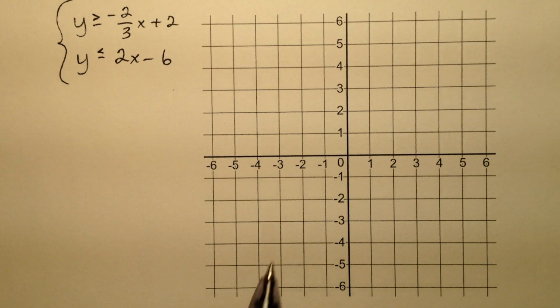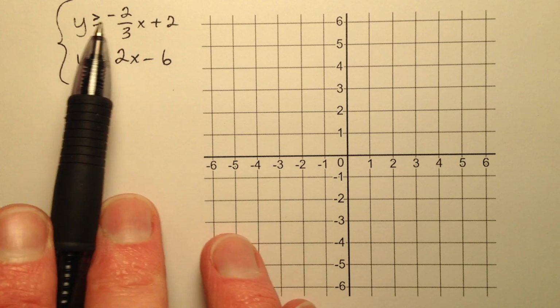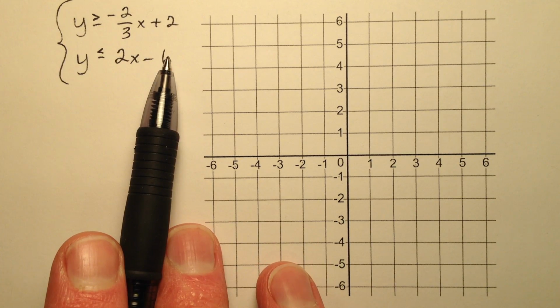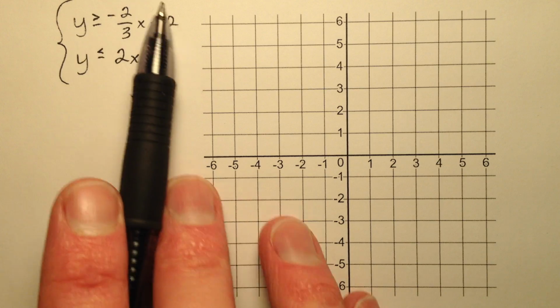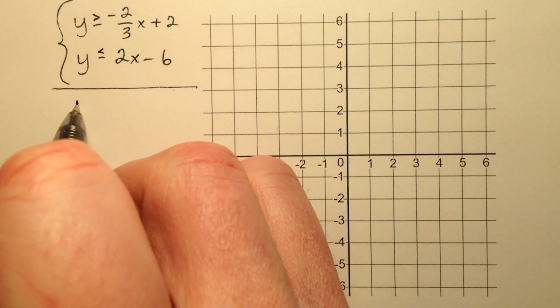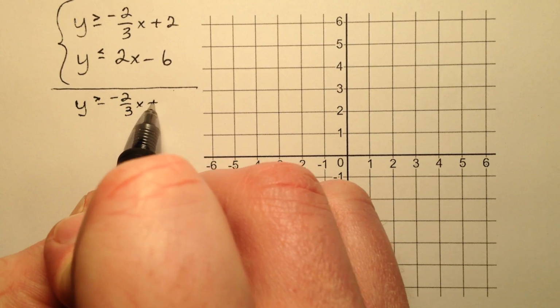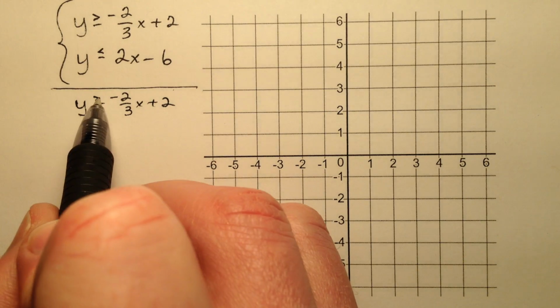In this example, we're going to graph this system of linear inequalities. So we're going to start by graphing each line and then figuring out where we need to shade for the inequality portion. There are 4 pieces of information we need to effectively graph a linear inequality.